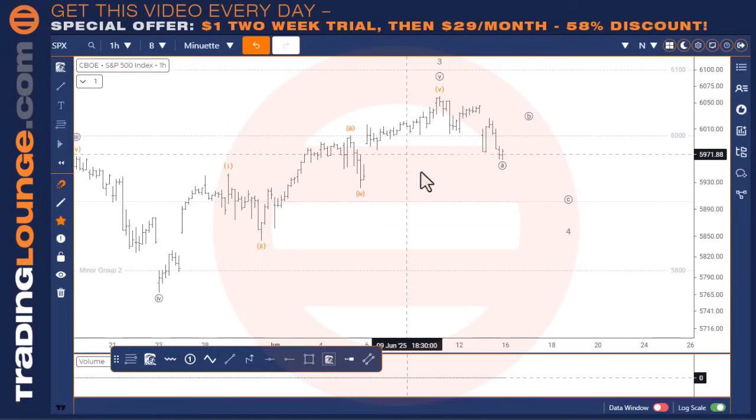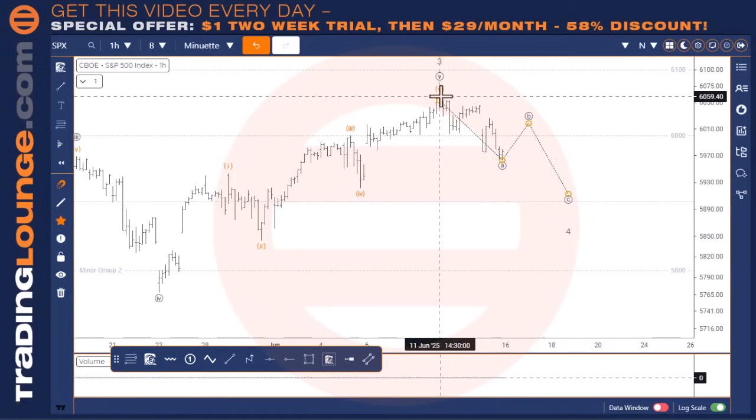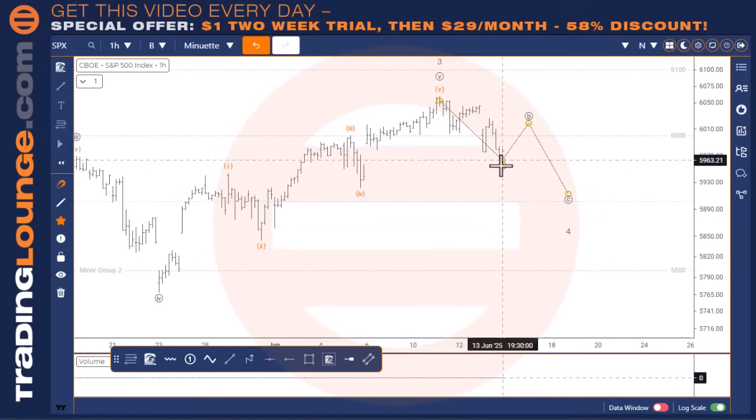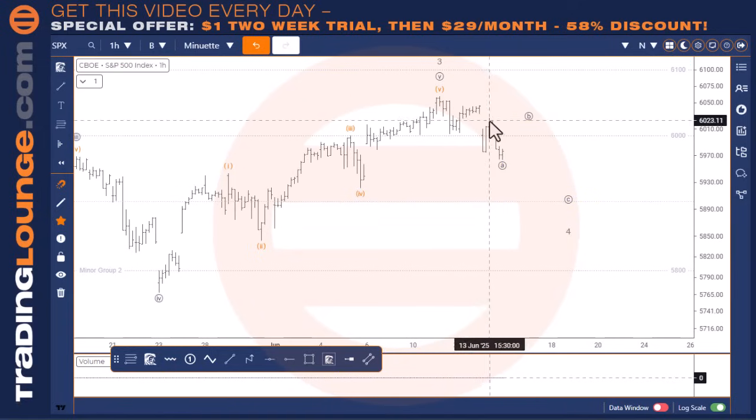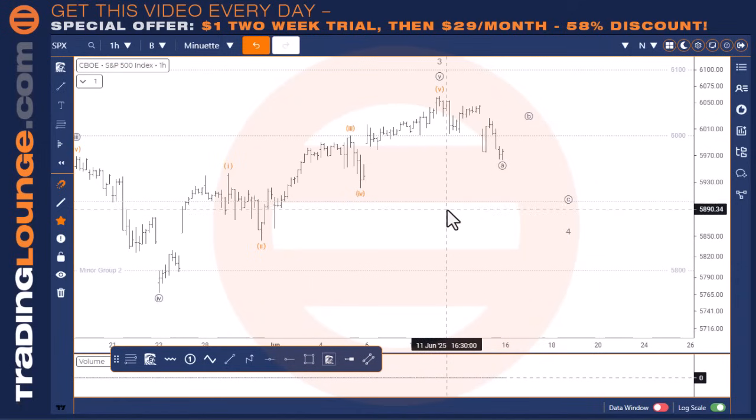And then we're sort of left with this situation here. We could view this as 1, 2, 3, 4, 5. You would straight away say that, well, Pete, we know wave 4's overlap wave 1 here, and you'd be right on that.